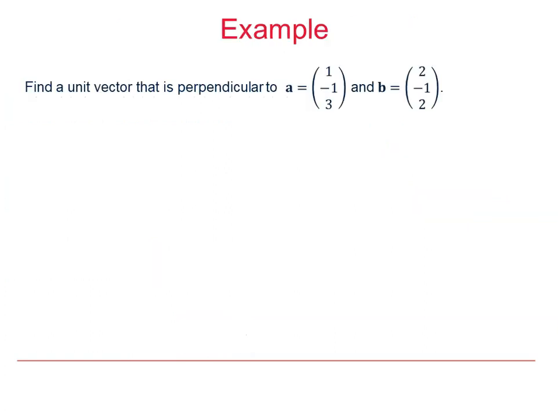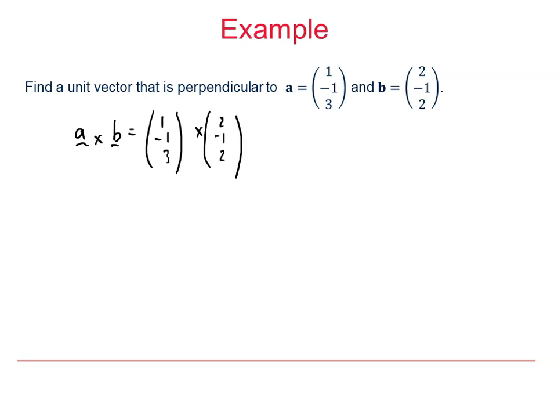Let's look at an example of that. The first thing we need to do then is to calculate a cross b. Now we can do that using the formulae that you've got in your formula sheet. So we need to do 1, negative 1, 3 crossed with 2, negative 1, 2.